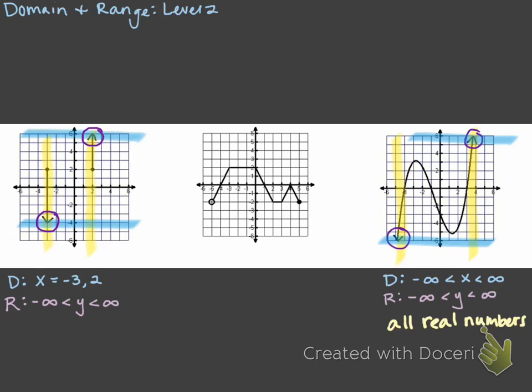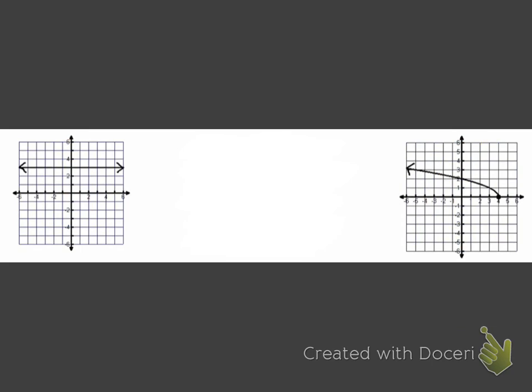And this means that our graph covers every single x value and every single y value. So you might hear that term come up here and again, is all real numbers. So that means our graphs go from negative infinity to positive infinity. All right, let's go ahead and look at a couple more examples.